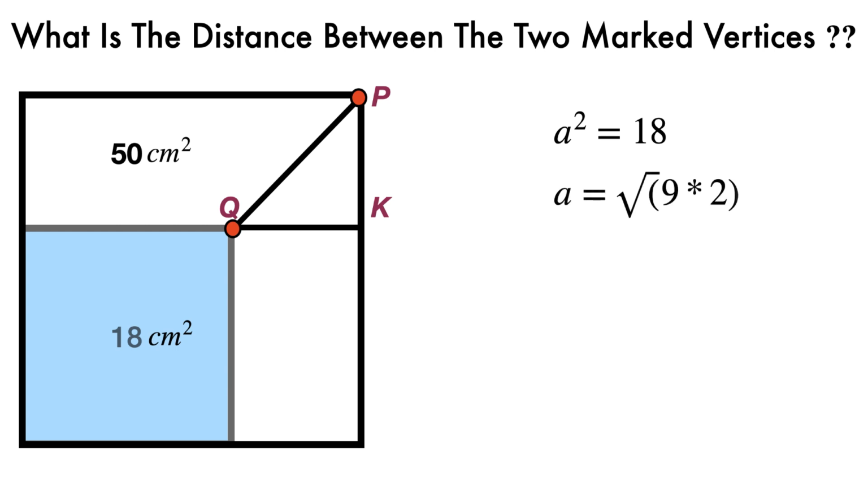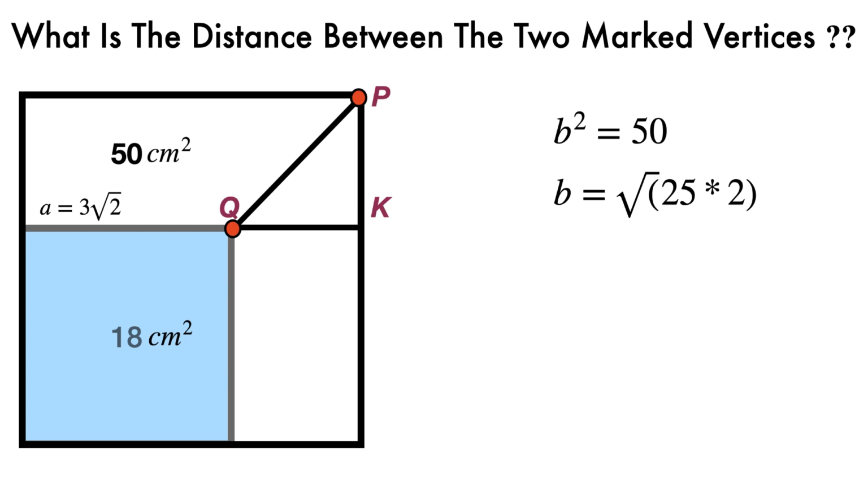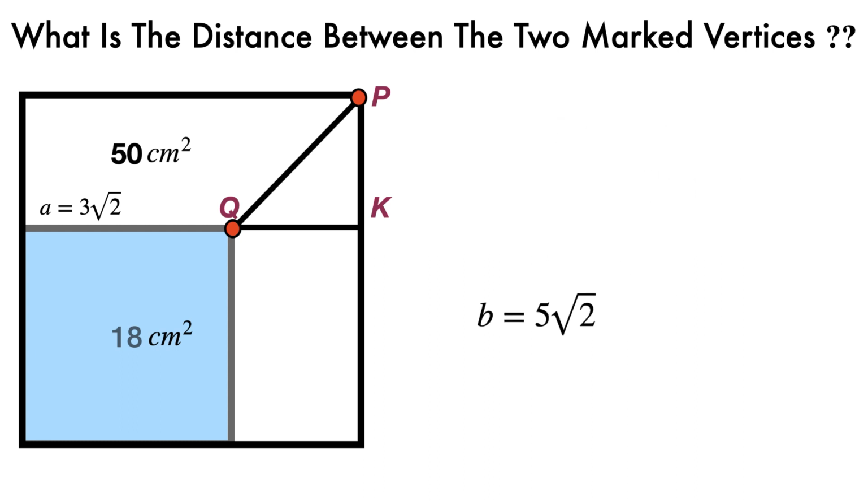After solving for A, A equals square root of 9 times 2, which is equal to 3 times square root of 2. Thus the length of each side of the smaller square is 3 times square root of 2 centimeters. Similarly, let the length of each side of the larger square be B. Hence its area is B squared equals 50 square centimeters. After solving, B equals square root of 25 times 2, which is equal to 5 times square root of 2. Thus the length of each side of the larger square is 5 times square root of 2 centimeters.